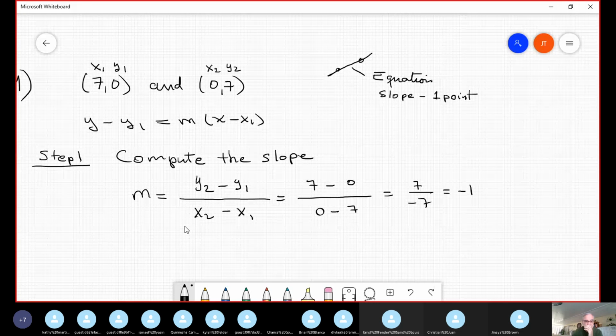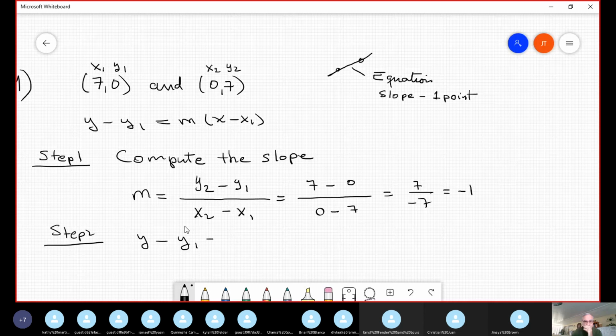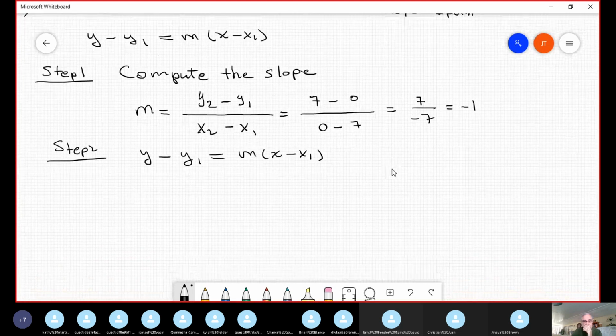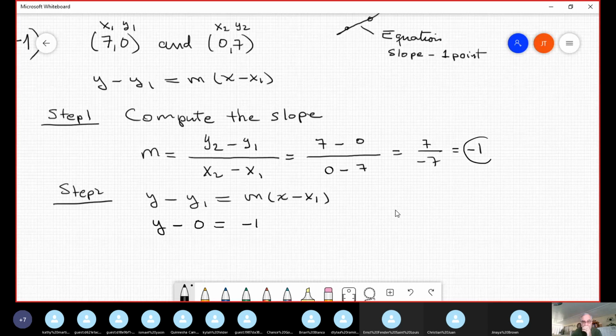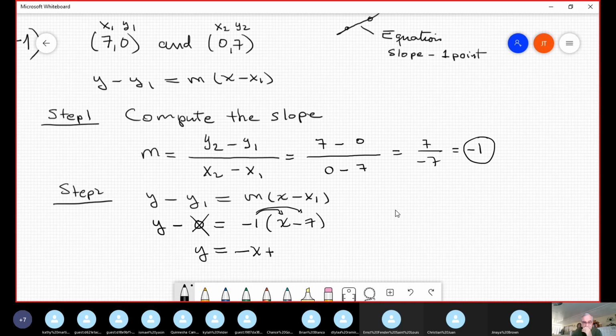So we come back to the formula, step 2. The super fantastic formula, in my opinion, we use it every day. Now you replace. For example, I'm using point 1, x1. So y minus y1, which is 0, is equal to the slope, in our example negative 1, times parenthesis x minus 7. Okay, 0 is nothing, it's just y. And you distribute: it's negative x plus 7.